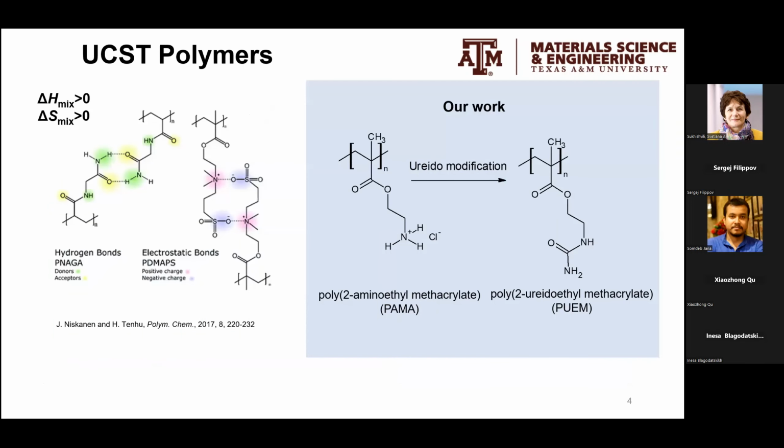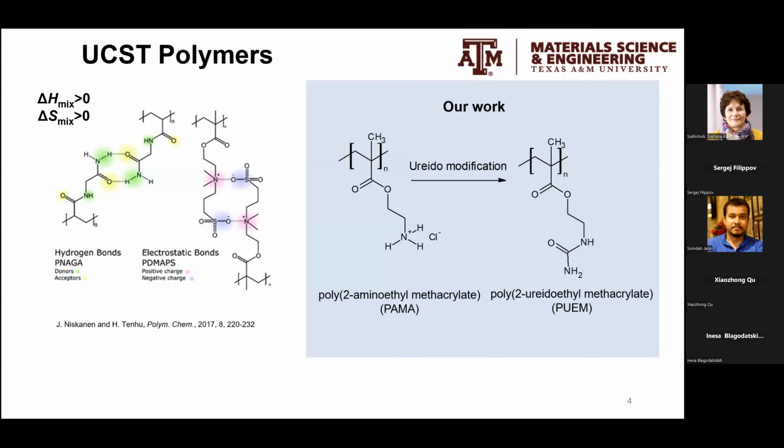So let's start with the first one, UCST polymers. UCST behavior is not that easy to achieve in aqueous solutions. This is because of the notorious tendency of water to cluster in a hydrophobic, lake- or ice-like structure around polymers, and LCST is more common. But there are polymers such as PNAGA, which forms hydrogen bonding, or some zwitterionic polymers, which form electrostatic bonds.